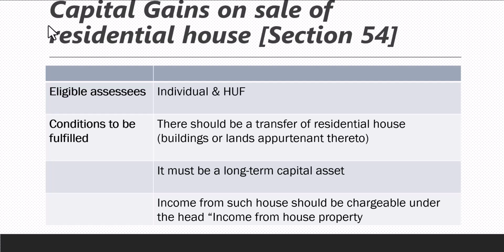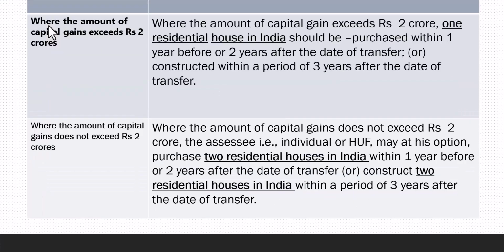Conditions to be fulfilled: there should be a transfer of residential house or land appurtenant to. That means the land which is part of the building. Suppose you have a building and there is a small land, a park or a parking area or whatever. So there is a land which is part of the building. That is called the land appurtenant to. Okay. So it should be a long-term capital asset. That means you have held the asset for at least 2 years and then you are selling and making a capital gain. But if you are selling a house after 1 year, then it is not a long-term capital gain and this Section 54 will not be applied. Okay, read this.